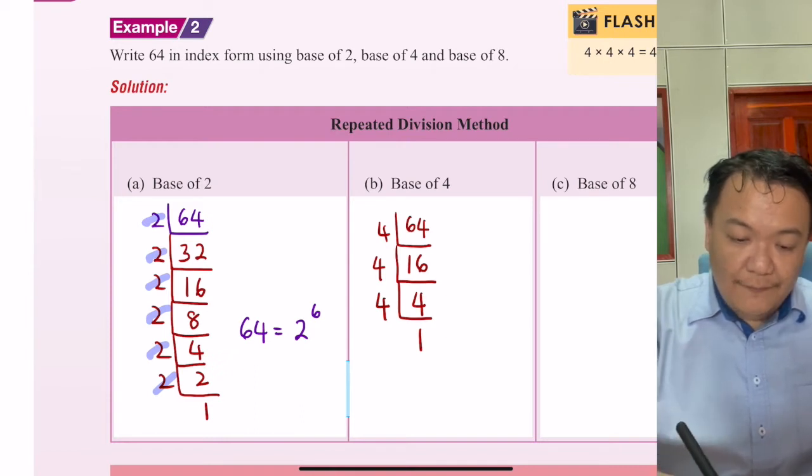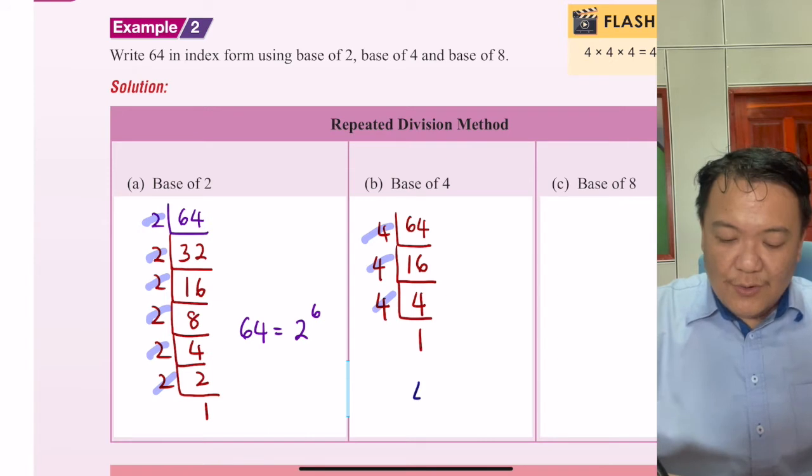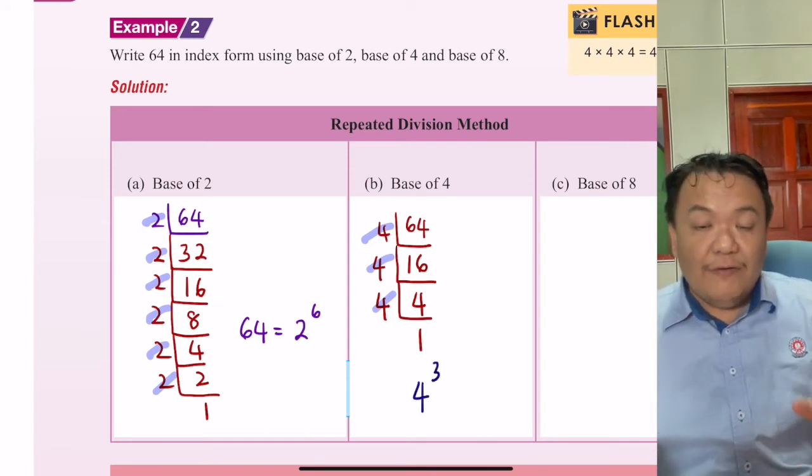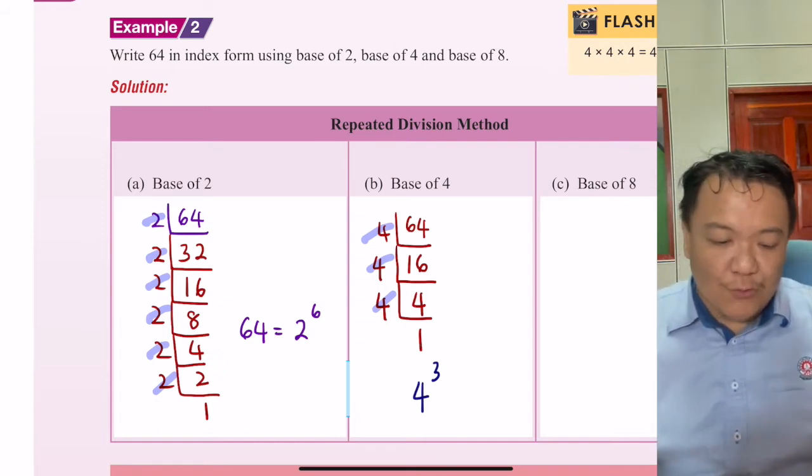So there are 1, 2, 3. There are 3, 4 over there. So your answer is 4 power of 3. There are 3 fours. So 4 times 4 times 4 is actually equals to 64.